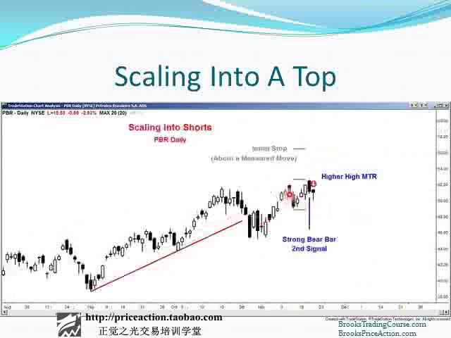Here's that initial entry. Now, however, look what happened. We have a second strong bear bar at a slightly higher high. So this is a second entry short, and it's a second signal, and there's a strong signal bar. So this is a reasonable signal. It's a higher high major trend reversal and a second signal short.